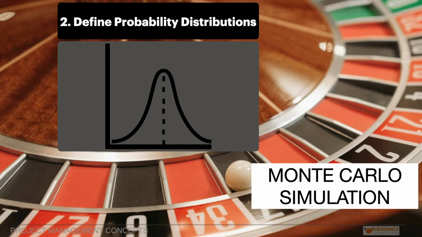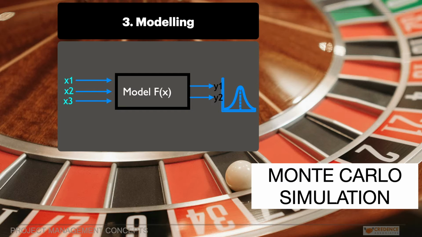Next step is to define probability distributions. For each identified variable, probability distributions are assigned to represent the range of possible values and their likelihood. Common distributions include the normal distribution, triangular distribution, and beta distribution.